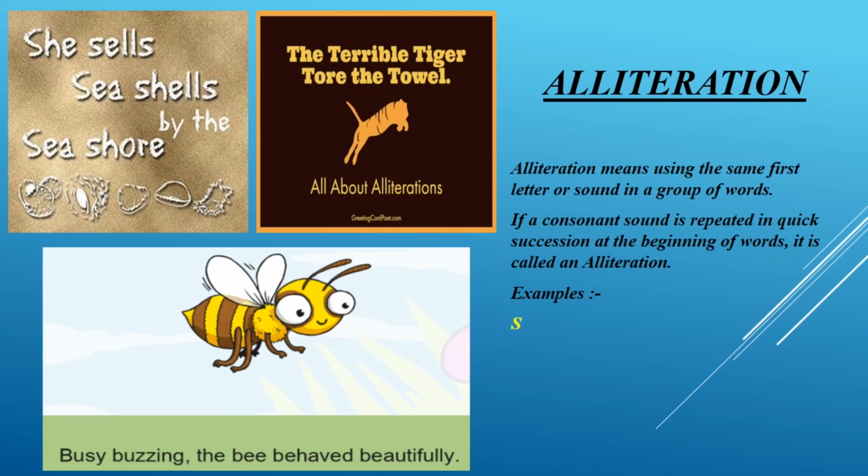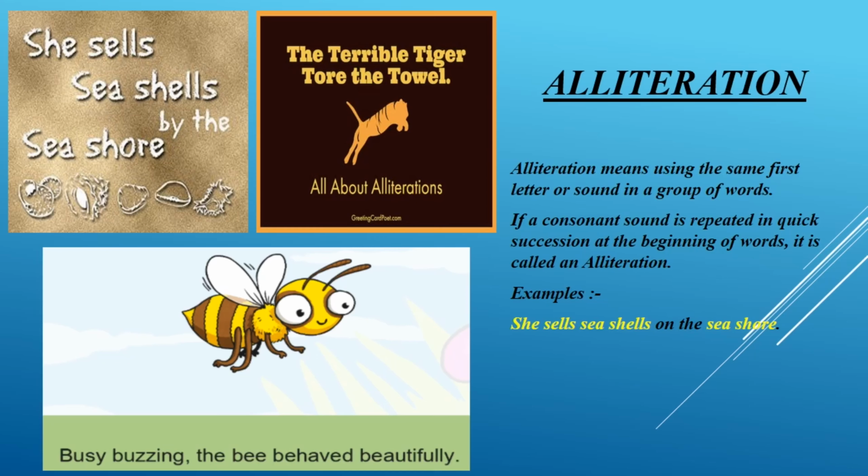She sells seashells on the seashore. Here you see there is a beautiful representation of the letter S, which is repeated pleasingly in order to make the sentence sound more musical. So, the figure of speech here is an alliteration.